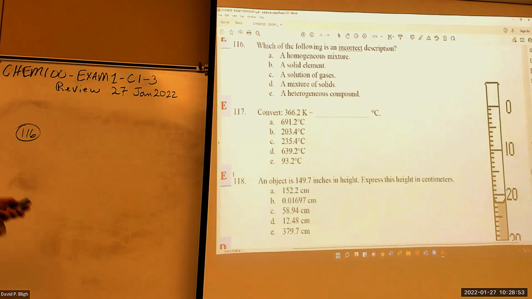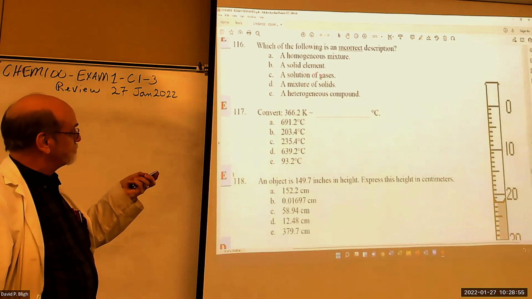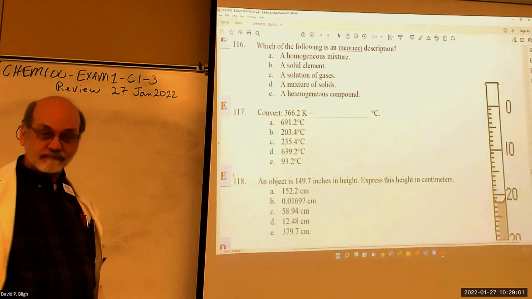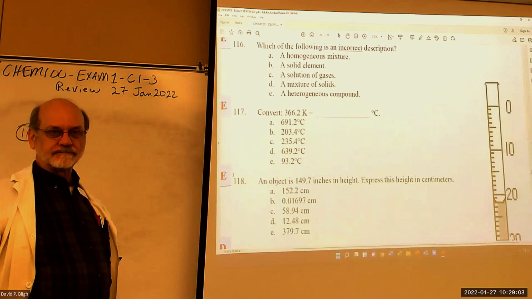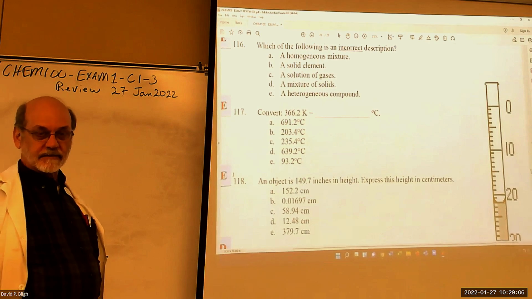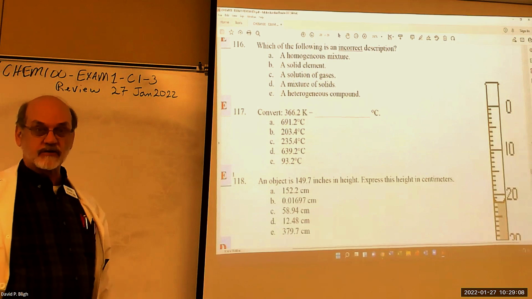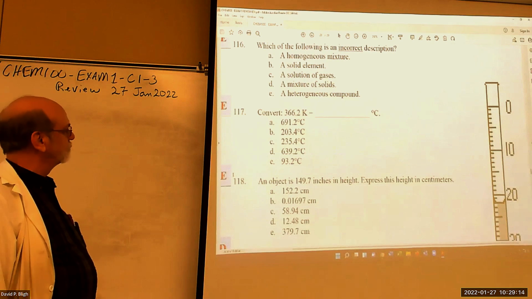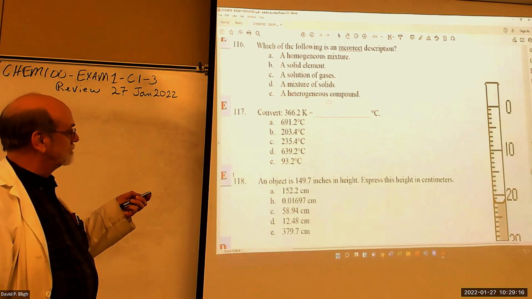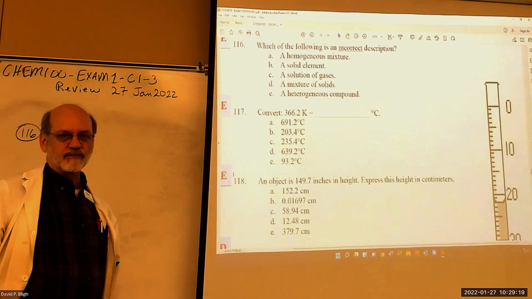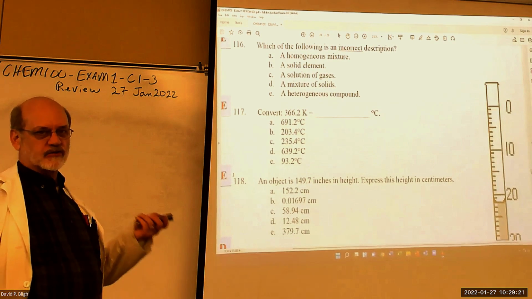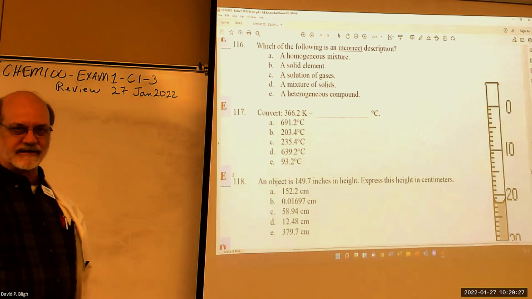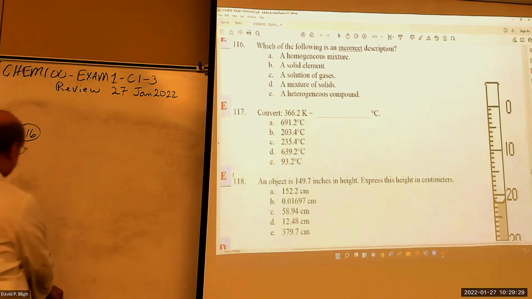Okay, back to the topic. We got down to solutions of gases, a mixture of solids. Yeah. Right, you can have a mixture of solids. You could have solid jelly beans. You could have a mixture of solids, like brass, alloys are mixtures of solids. Heterogeneous compound. Nope. Compounds are pure substances. There's no mixture about them. So heterogeneous and compound do not fit. They don't go together. So that's the answer to this one because it's wrong.